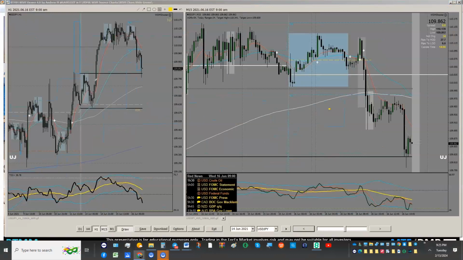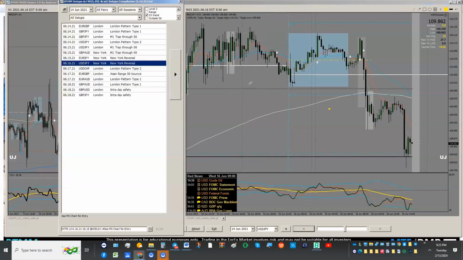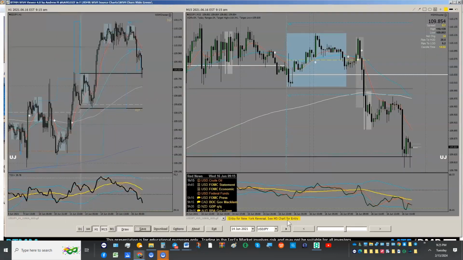Here is our H1 chart with the 15-minute on the right-hand side. And again, let me trigger the trade from the WSM viewer one more time. Let's go into setups and let's just trigger it so it shows the verbiage that says M5 chart for entry. Now you can see already the 2 pins to the lows. Check out how many breakout orders we have cooking in this one.